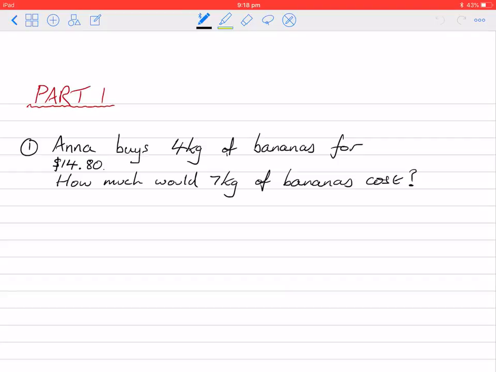Okay, so the way we do this is we're going to set up a little table. Here we have got two things: the weight of the bananas, and the cost. So I'll write those two things, weight and cost, and I'm going to do a little table. So in the question, we just write the information we've got. Anna buys 4 kilograms, and that costs $14.80.